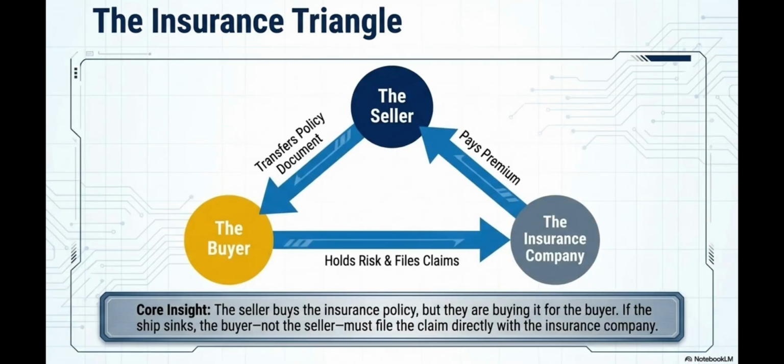This slide shows the relationship between the seller, the buyer, and the insurance company. The seller buys an insurance policy and pays the premium. The insurance policy is transferred to the buyer. The buyer holds the risk and is responsible for filing claims if something goes wrong. The insurance company handles the claims.